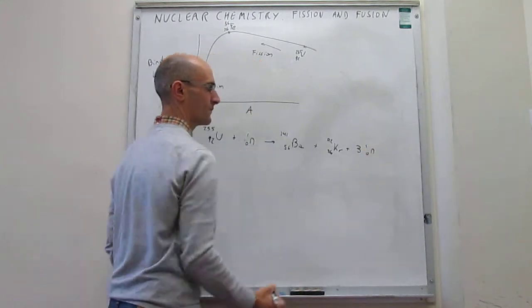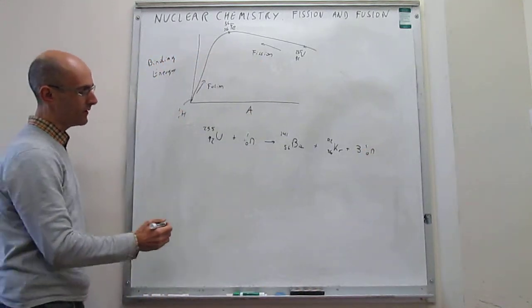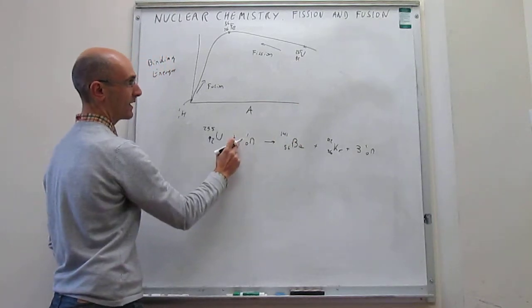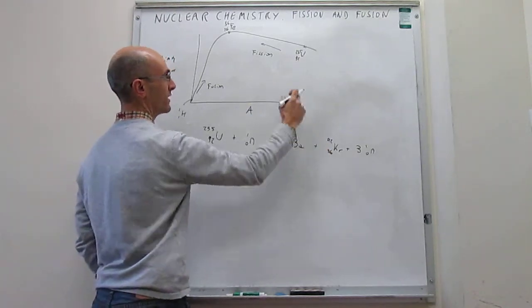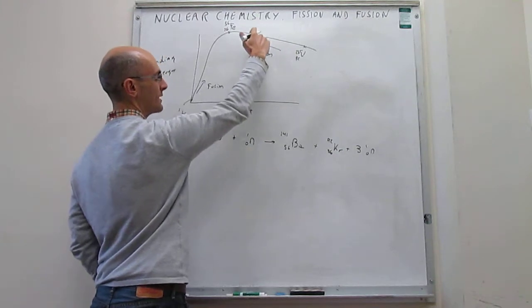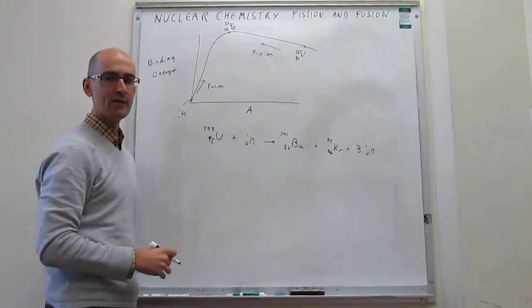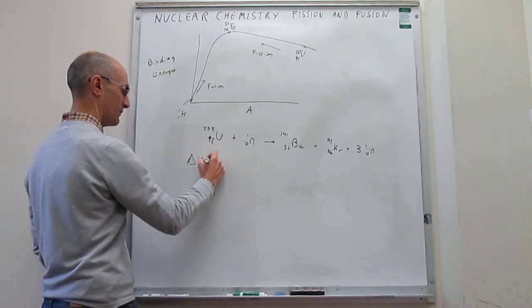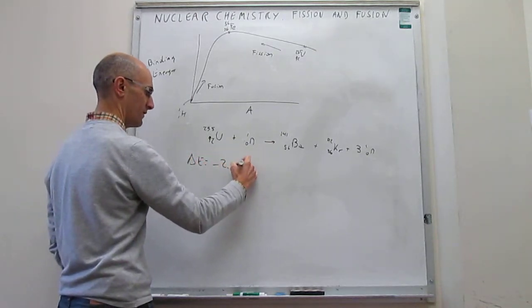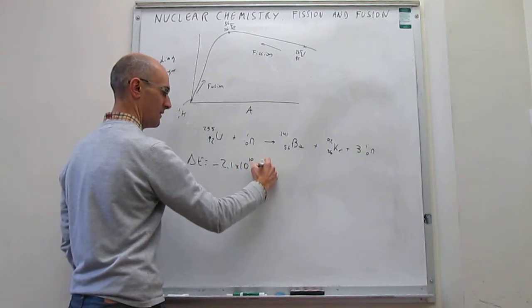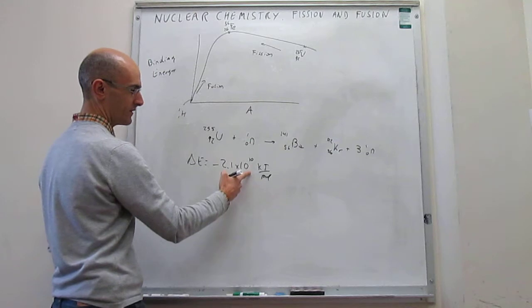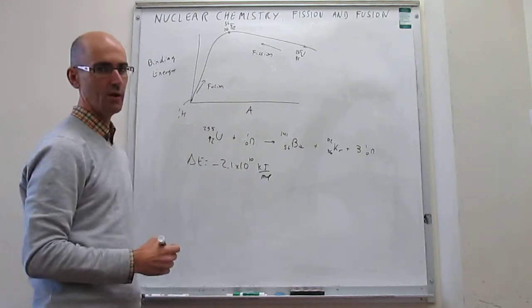Again, what you're doing here is taking a nucleus that is not particularly stable, and through a nuclear process, breaking it into nuclei that are a little more stable. So overall, this releases a huge amount of energy. The delta E for that particular process is minus 2.1 times 10 to the 10 kilojoules per mole. Again, this type of energy is 10 to the 10 kilojoules per mole.